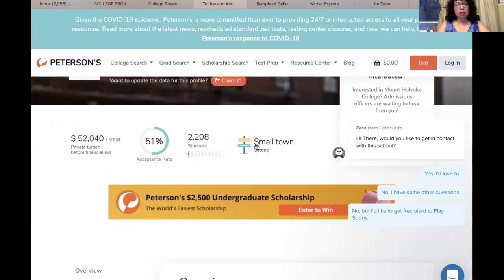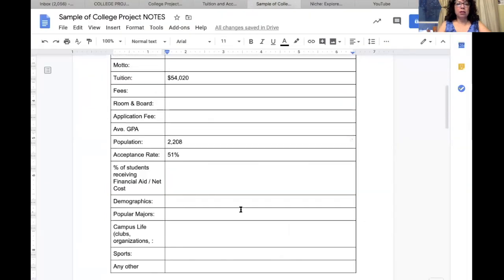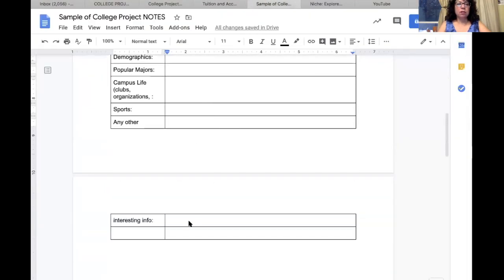This is actually kind of interesting here. Small town setting. I don't have that on there, but it could be something that I might want to add to the very bottom. Interesting information.